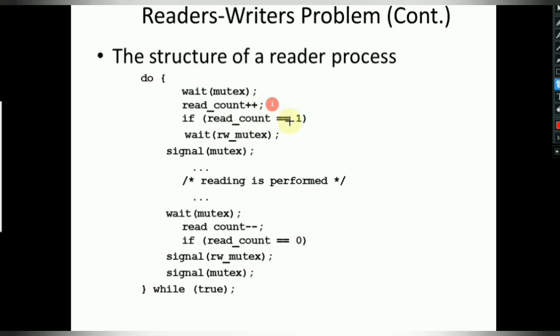If the read count is 1, it also runs wait read-write mutex. This statement is run, and the corresponding signal is only for the first and the last process. It is only for this process P1 or any other last process that is leaving the shared data. Now I run signal mutex, indicating that if any other process is trying to access the shared data, it can do so.